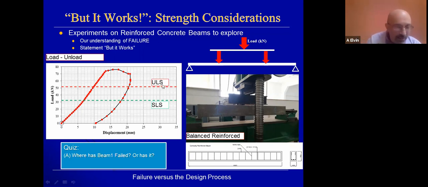All right, so this is ultimate limit state load, serviceability limit state. Where has beam one failed, or has it? So where would you put your failure point now? Clearly it's somewhere here. Where would you put it? Anybody?